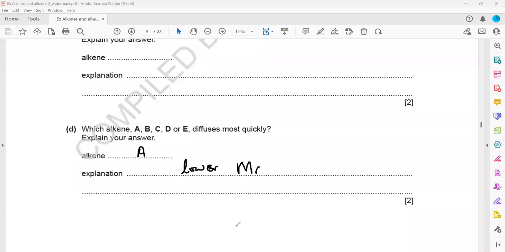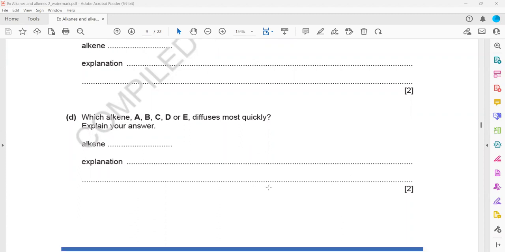Alkene A, because it has lower relative molecular mass. I'm writing it in short as Mr, which refers to fewer carbon and hydrogen atoms, so lower mass. Because whenever you refer to diffusion, you refer to either mass or temperature.